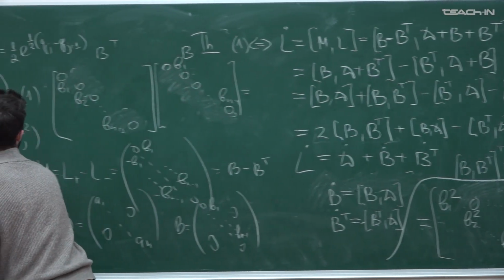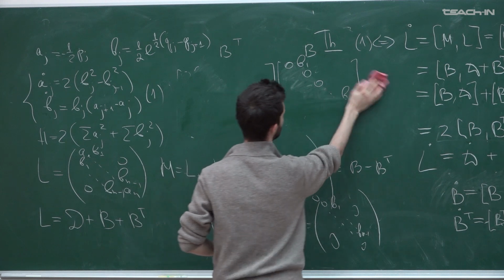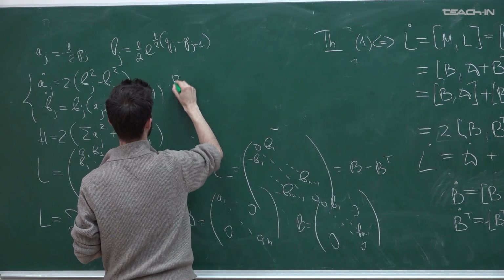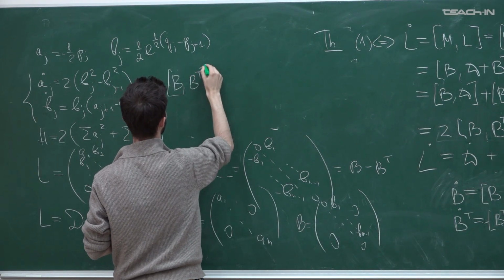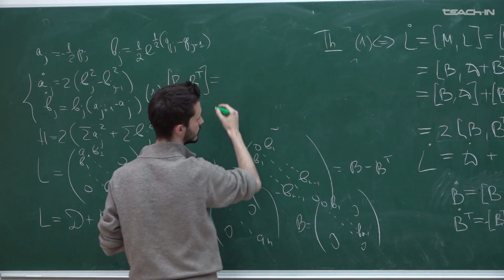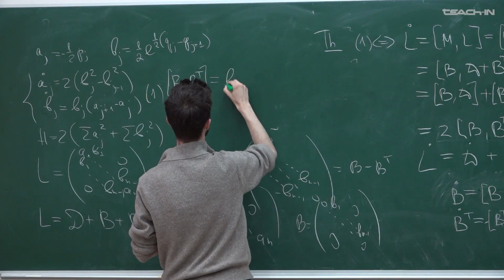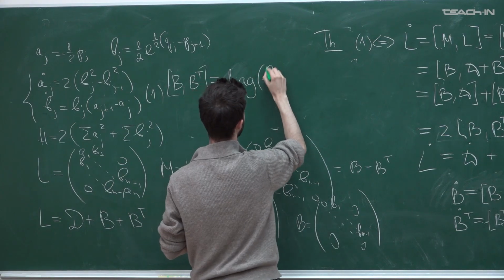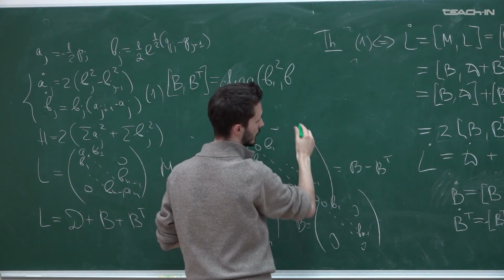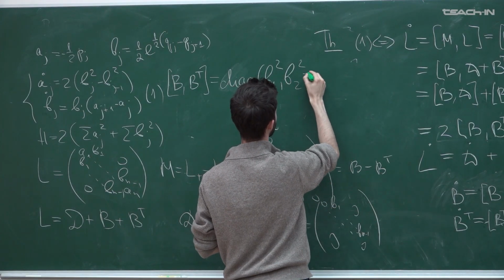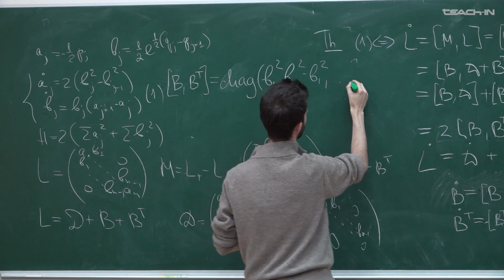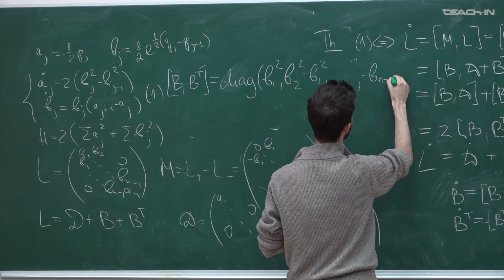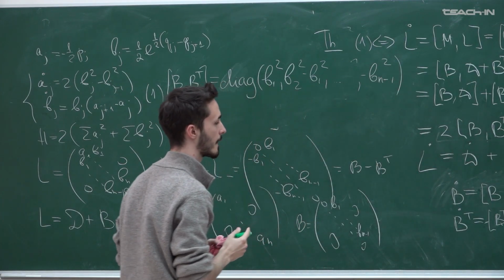And so let me write down the result. So the commutator is b1 square, b2 square minus b1 square.